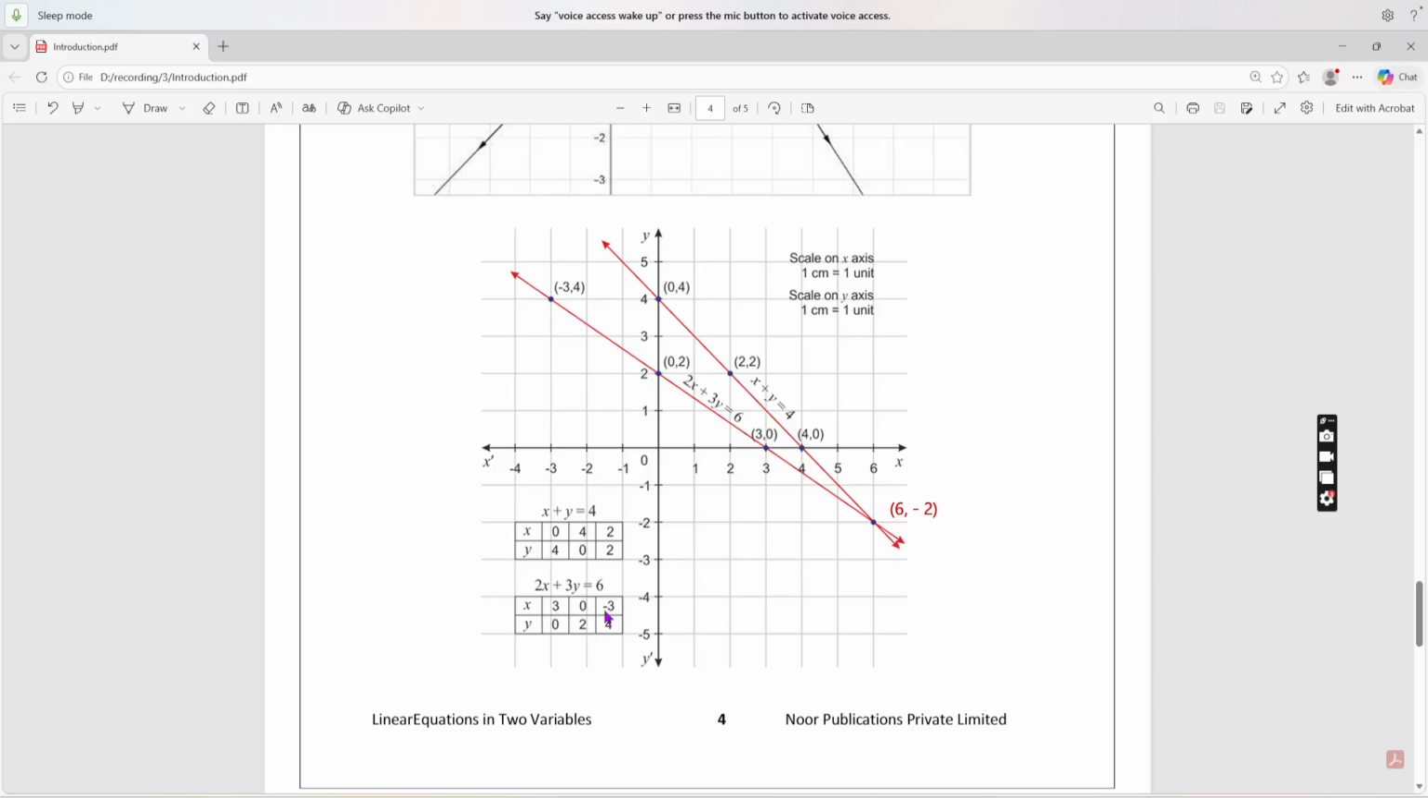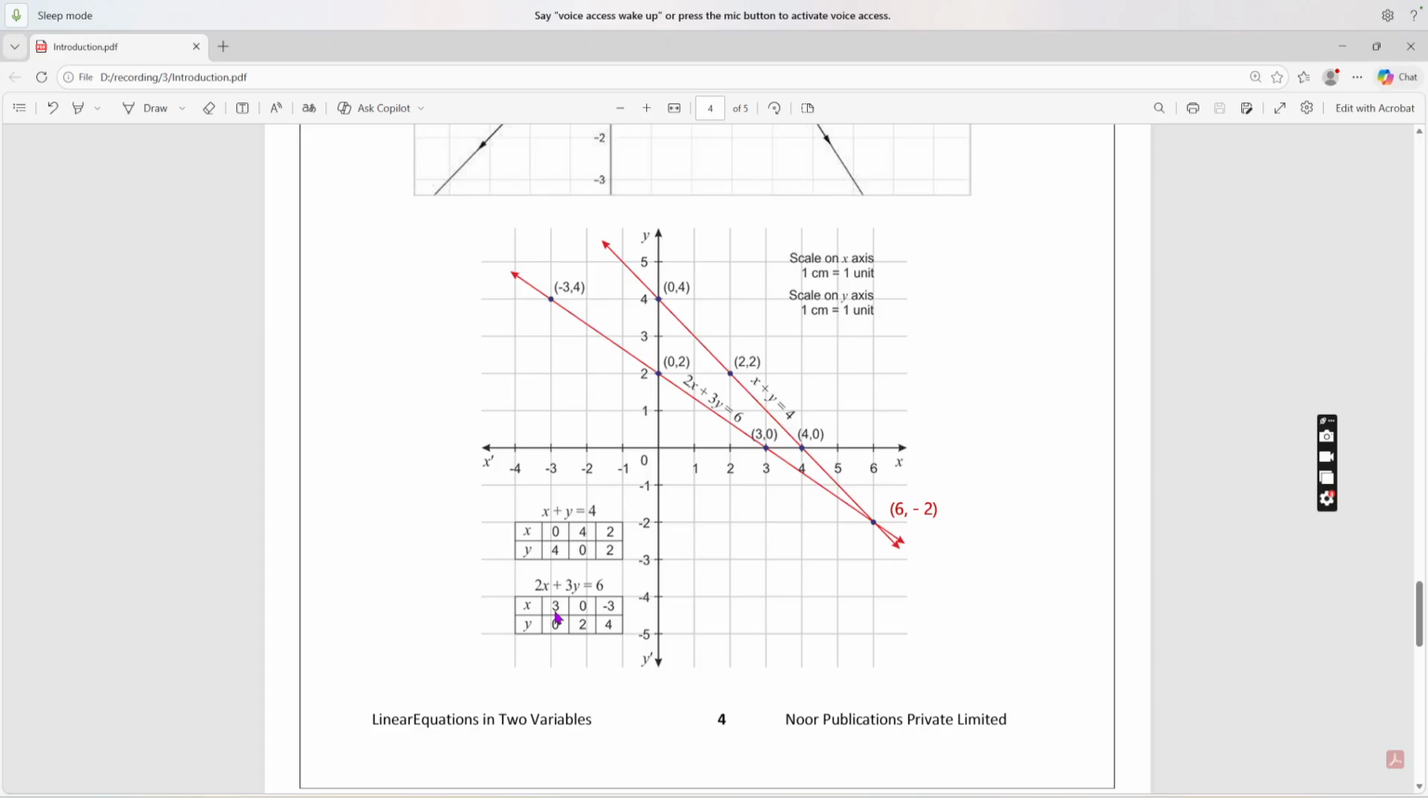Now instead of x, I am going to put -3. So 2 into -3 is -6. -6 plus 3y is equal to 6. So 3y is equal to 6 plus 6. So 6 plus 6 is 12. So 3y is equal to 12. Means y is equal to 12 upon 3, that is 4.